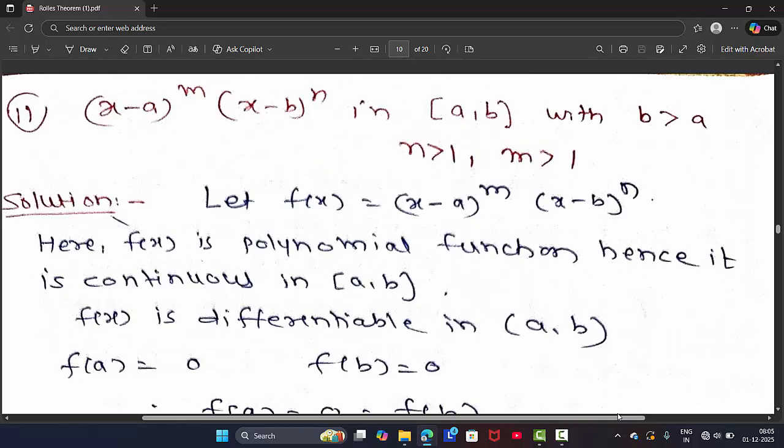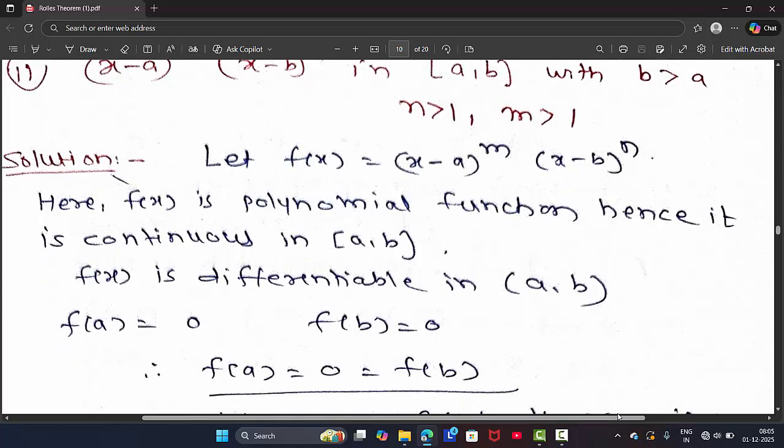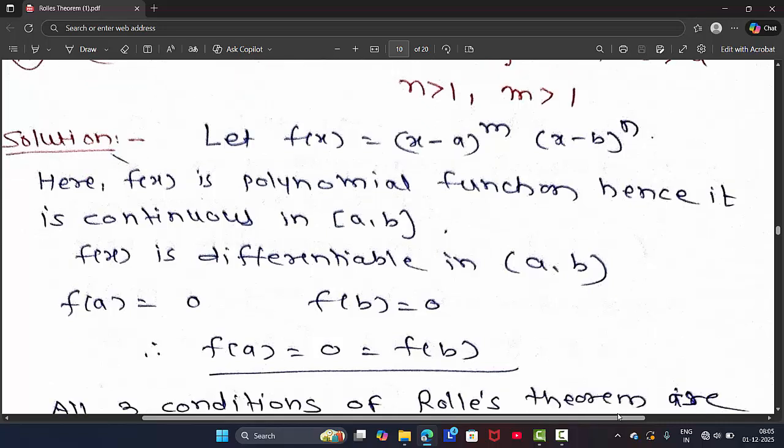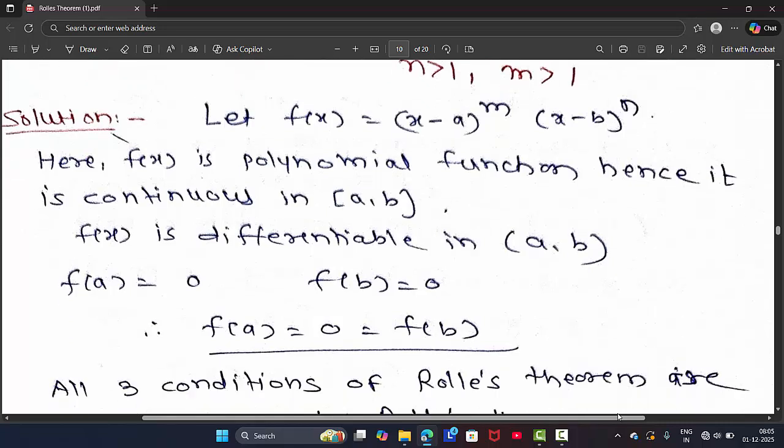11th problem. Verify Rolle's theorem for x minus a raised to m, x minus b raised to n in closed interval ab with b greater than a, n greater than 1 and m greater than 1. Let fx equal to x minus a raised to m, x minus b raised to n. Fx is a polynomial function and hence it is continuous in closed interval ab. It is also differentiable in open interval ab.